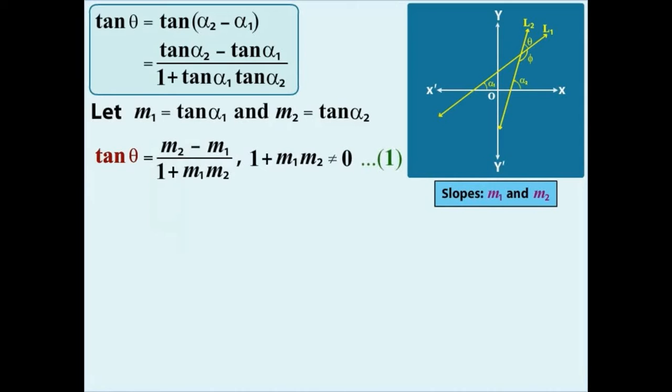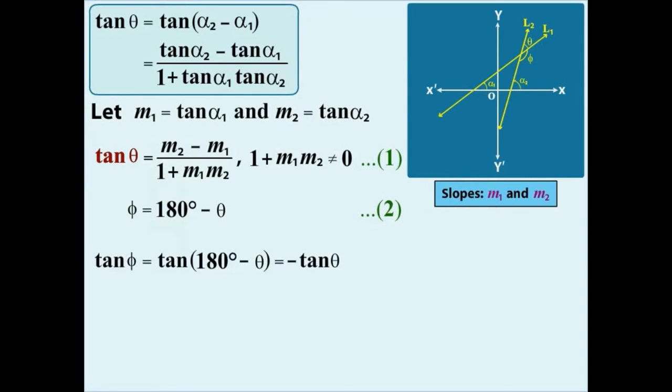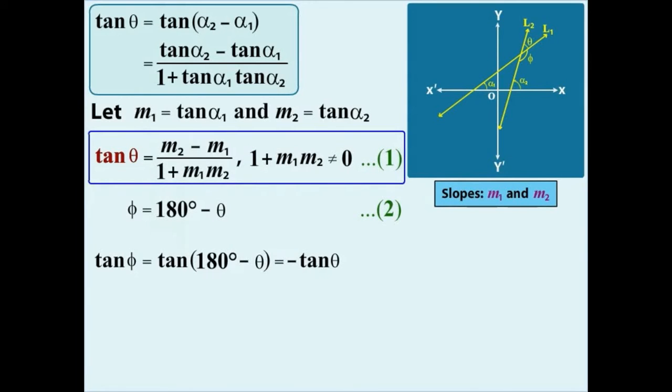Name it equation 1. Since phi is an exterior angle between the lines, phi is equal to 180 degrees minus theta. Name it equation 2. On taking tan on both sides, tan phi is equal to tan of (180 degrees minus theta), which is equal to minus tan theta. Therefore, from equation 1, minus tan theta is equal to minus (m2 minus m1) over (1 plus m1 into m2), as 1 plus m1 into m2 is not equal to 0.